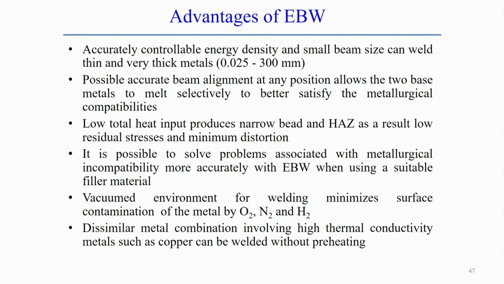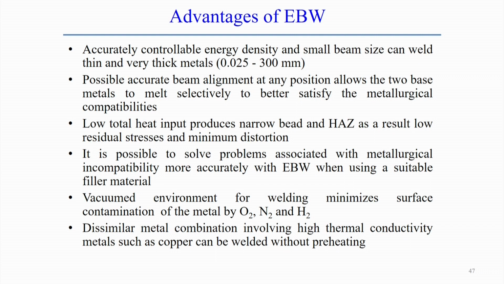The third advantage is that low total heat input produces a narrow bead and heat affected zone. As a result, low residual stress and minimum distortion are possible, because a narrow heat affected zone and narrow weld pool zone can be created in electron beam welding. That helps to reduce the distortion to the minimum possible and gives very low residual stresses.